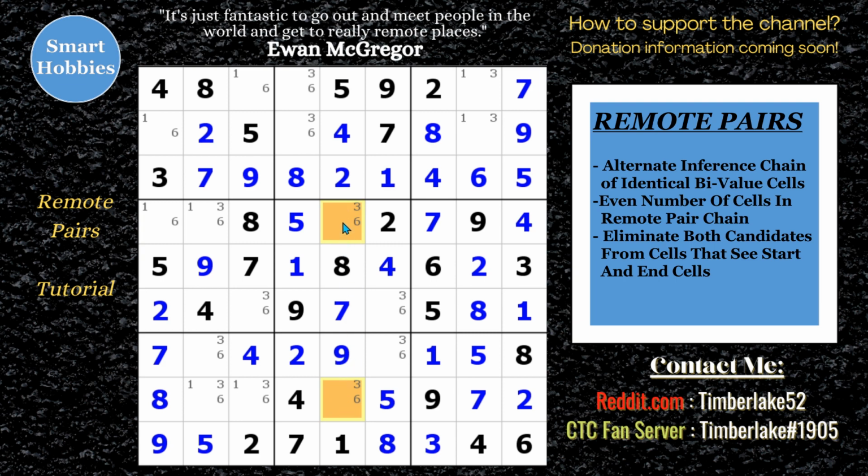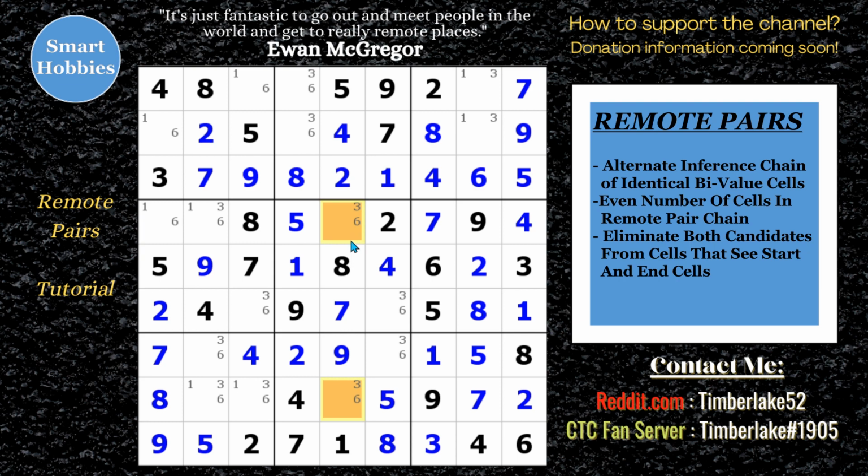But if you have a pair in the same house, so it's the same column or row or block, that's just a naked pair. And I think that's pretty obvious. That's just a naked pair. A 3 and 6 can't be anywhere else along this house, so it does qualify, but it's not practical in what we're talking about with remote pairs. So we're talking like 4, 6, 8 cells, etc.